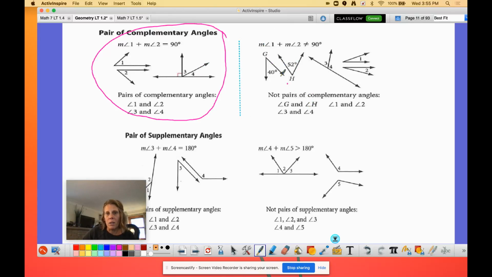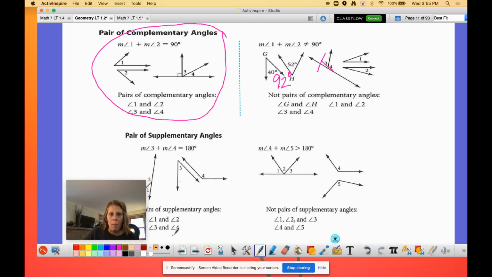Over here, we've got these two angles that add to give us 92, so they're not a pair of complementary angles. These two angles give us 180, so that's not a pair. And then these two angles here, we don't have any measure. We don't know. These are not pairs of complementary angles.